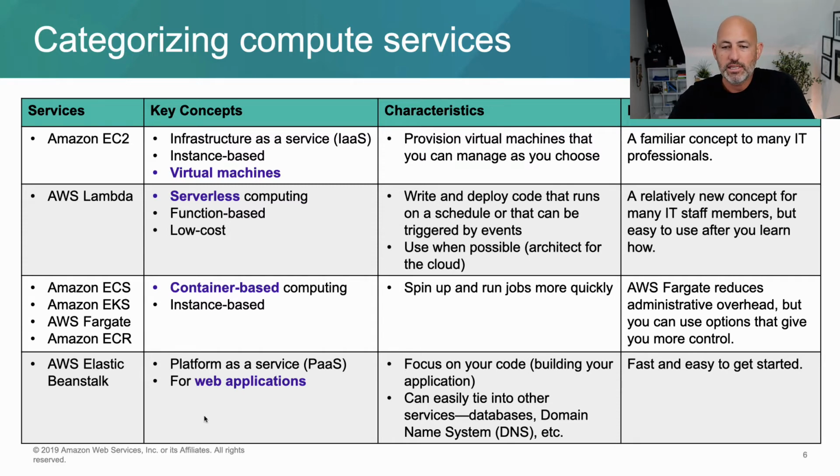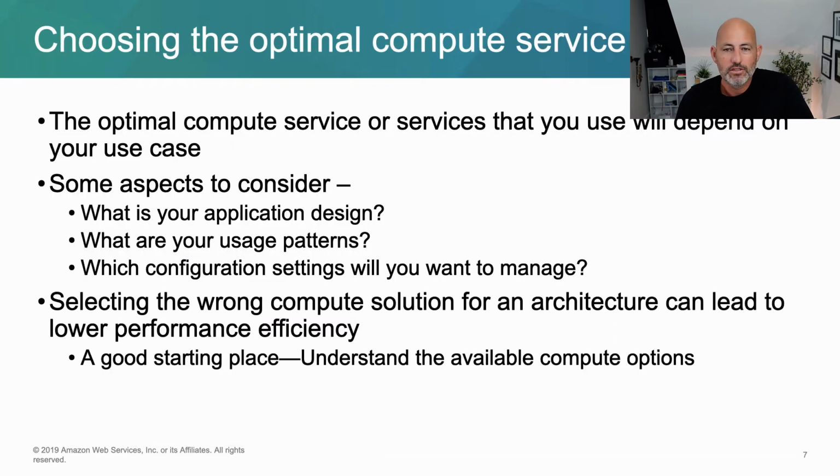And things are a little bit squishy between those things, but infrastructure means you do more work, and platform as a service means you do less work. And I typically like to go for less work. So how do you pick the right thing? You have to know about your application design patterns. That's one way to know about it. Usage patterns, configuration settings.